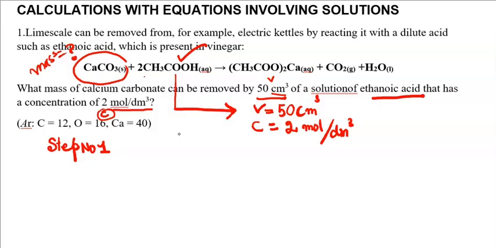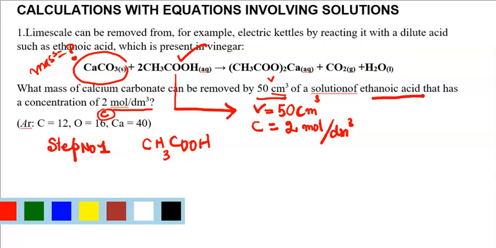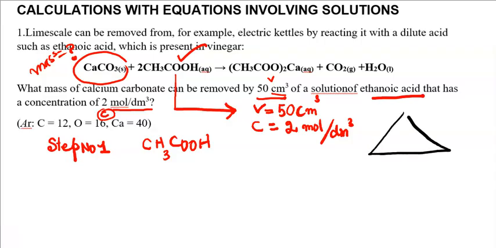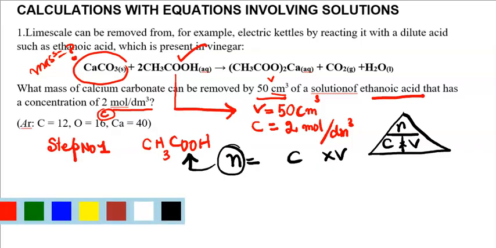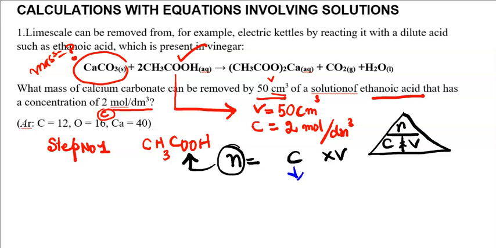So here the given thing is ethanoic acid. You are provided with CH3COOH volume and concentration. Through volume and concentration, you are already familiar with this triangle: n is equal to C into V. So you just find the number of moles of ethanoic acid. How? Just put the values. Concentration is 2 and volume is 50.